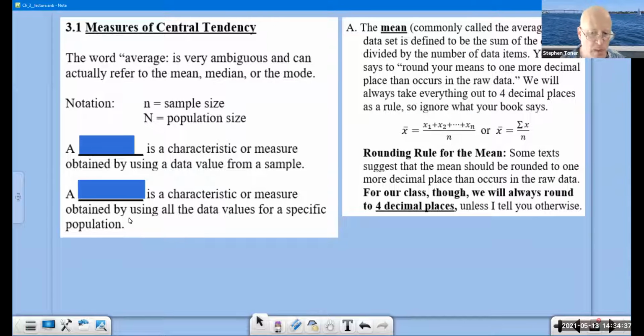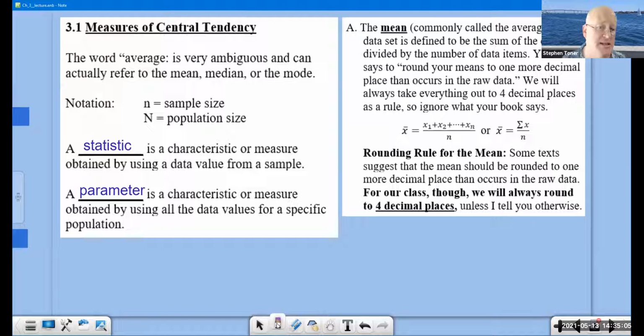Now, as we are looking at this chapter, there are different notations that we need to learn. Anytime we have a small letter n, it's going to refer to a sample size. And anytime we have a capital N, it's going to refer to a population size. And a couple of vocabulary words come into play here. The first one is the word statistic, and the second one is parameter.